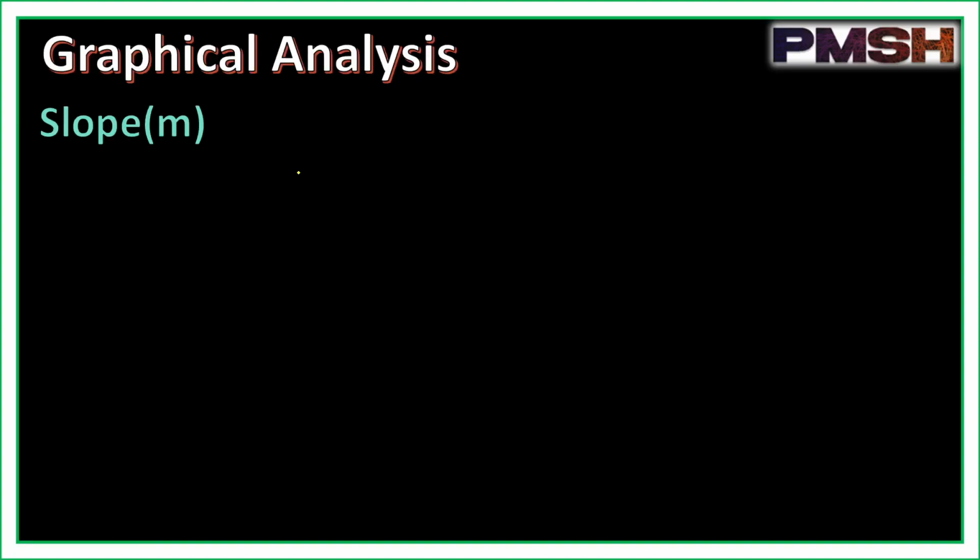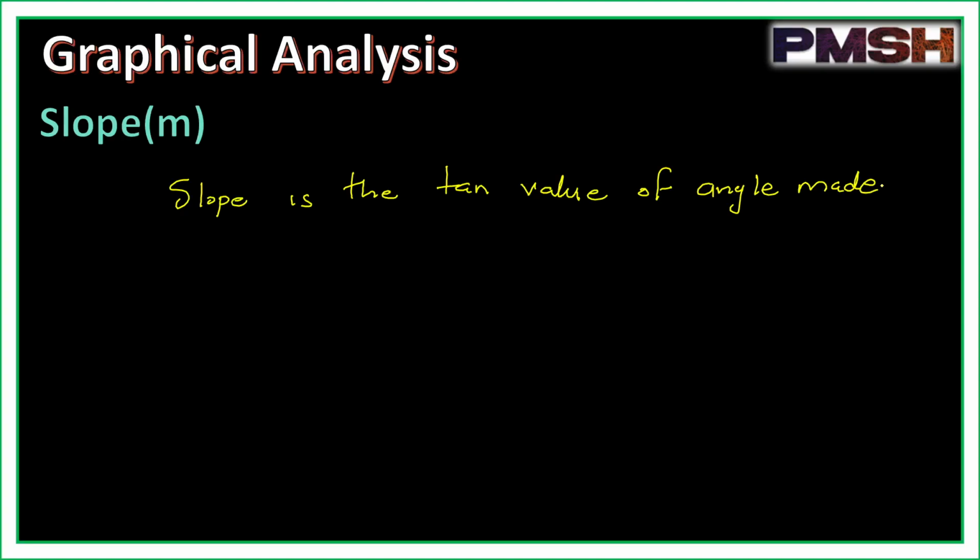So in this graphical analysis, we are going to discuss slope. Okay, so what is actually slope? Slope is the tan value of the angle made by a line with positive x-axis. Okay, so what does it mean?